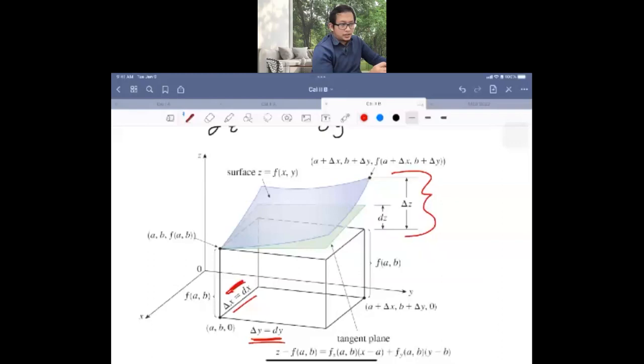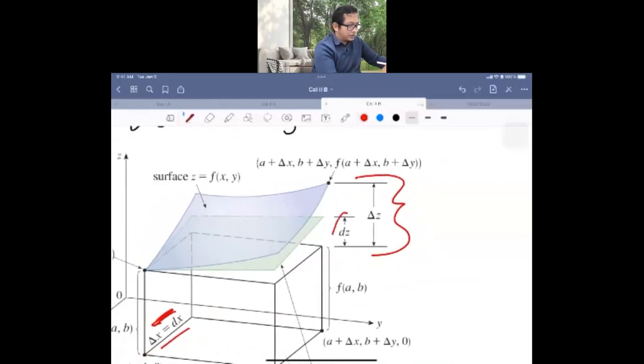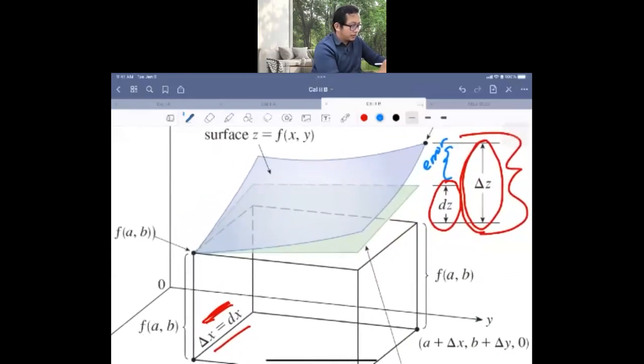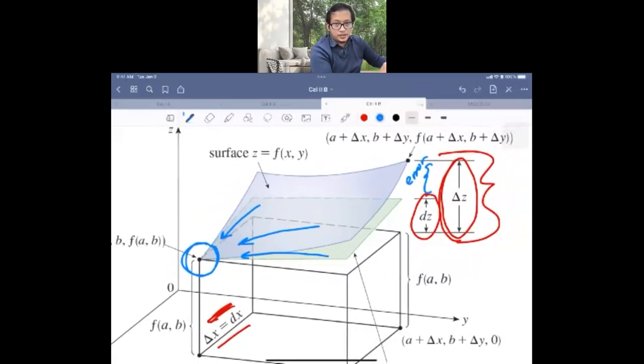We are going to look at dz, and if we compare with the real gap, we have some distance, right? We have some difference. Sometimes we call this difference the error. The closer we are to this point, the smaller the difference between delta z and dz will be, getting closer and closer.